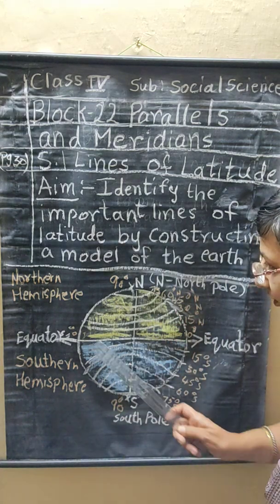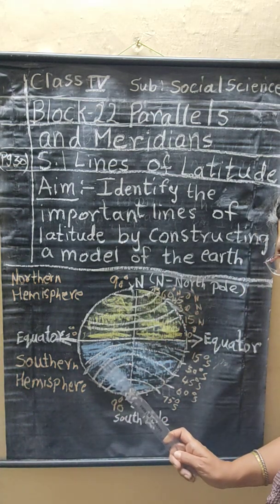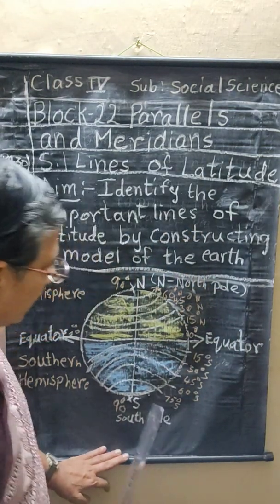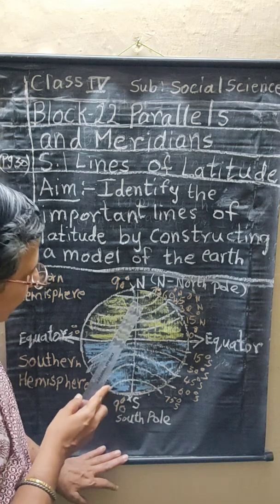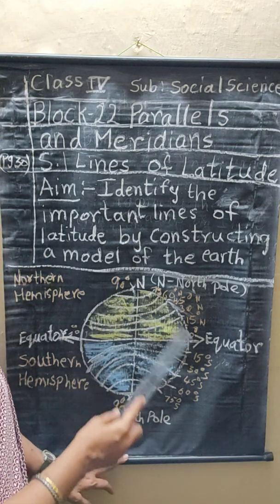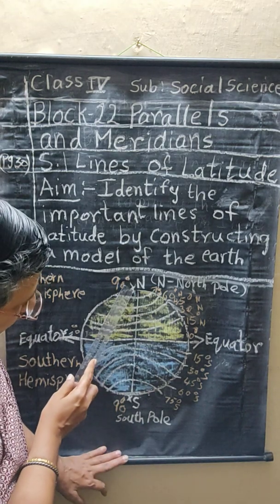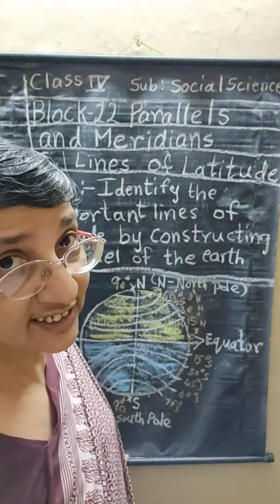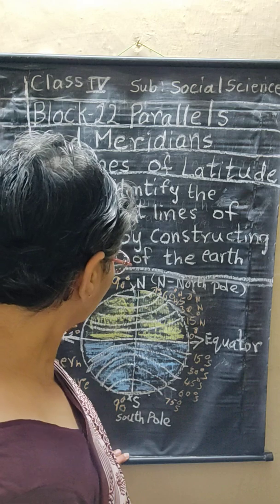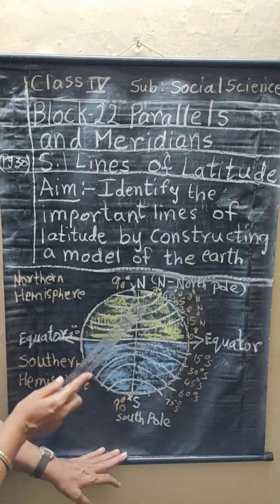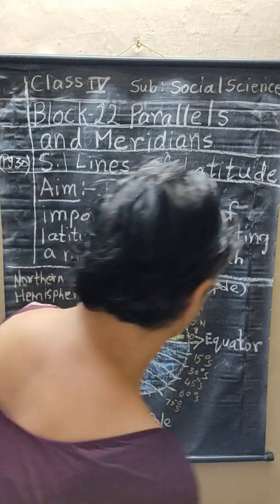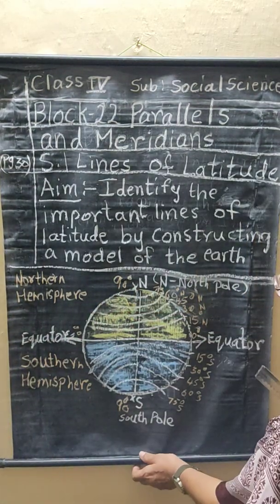Now the earth is round, right? So the earth, I'll come to this side. The earth is round. Now in this you can see, I will explain this one. North Pole and South Pole. Directions you have learned, children, right? In that, North Pole and South Pole. Or I'll come to this side. Can you see the board?